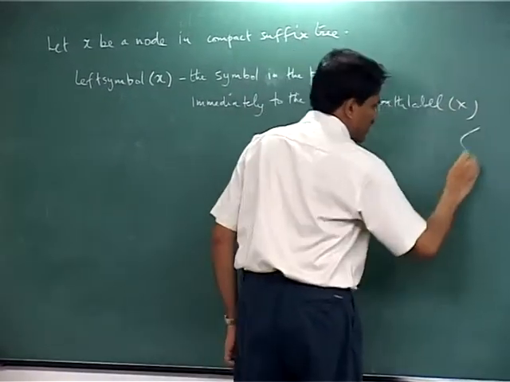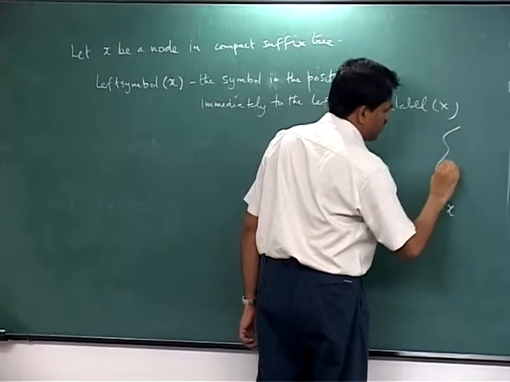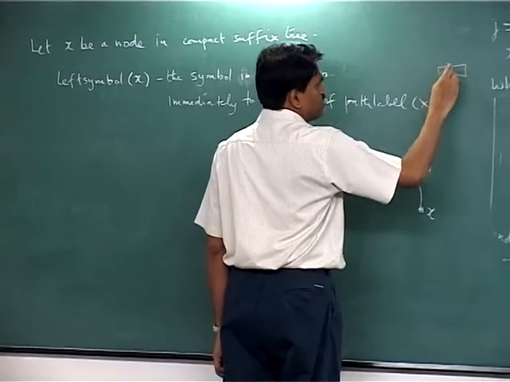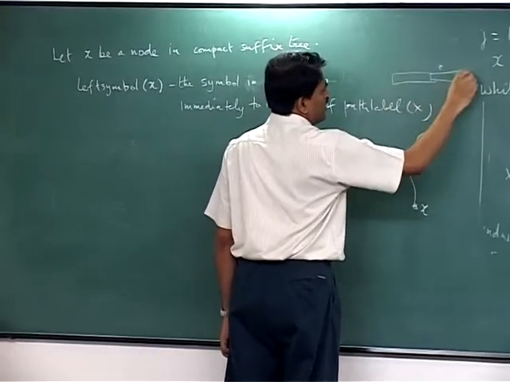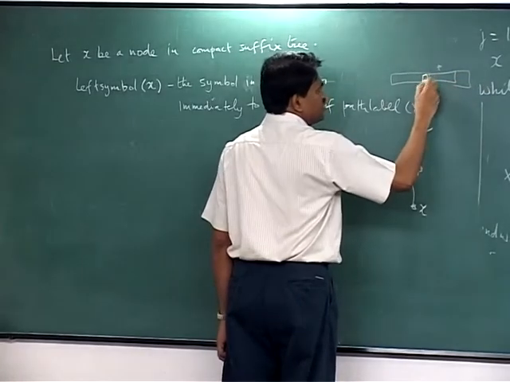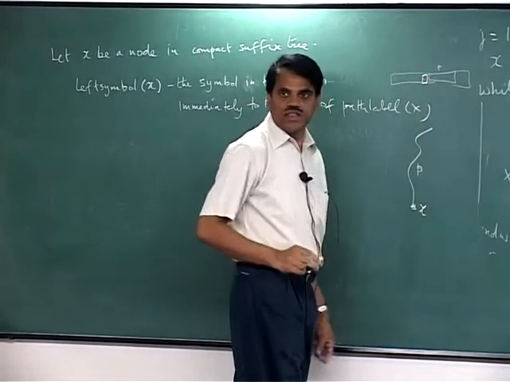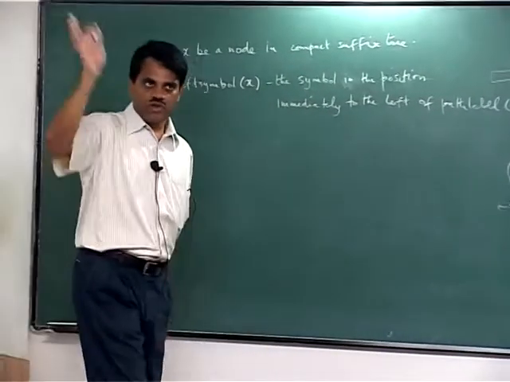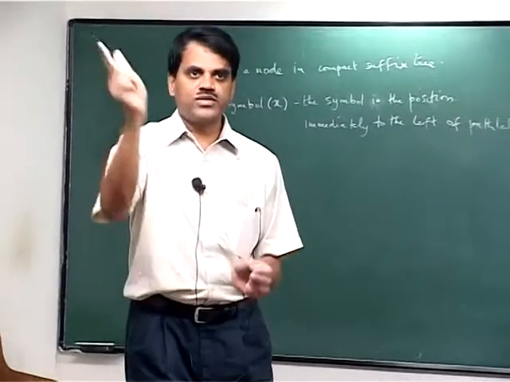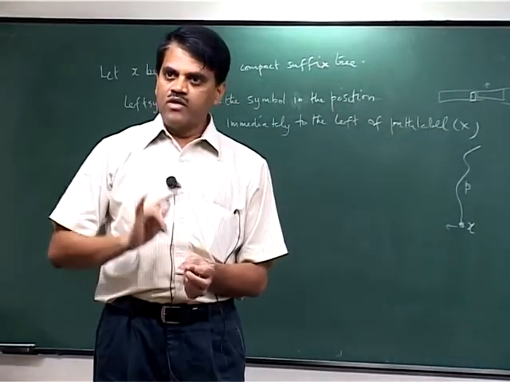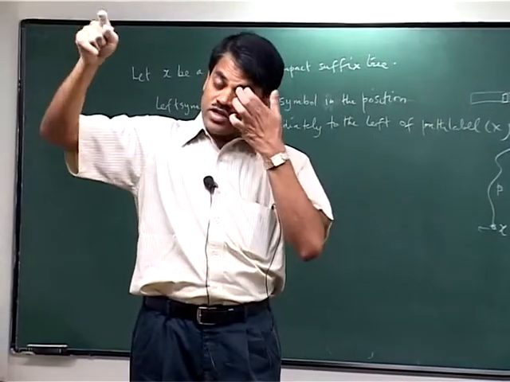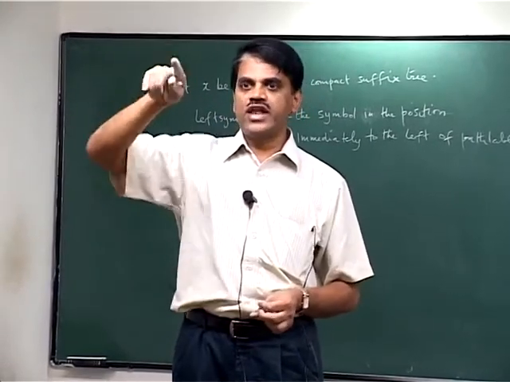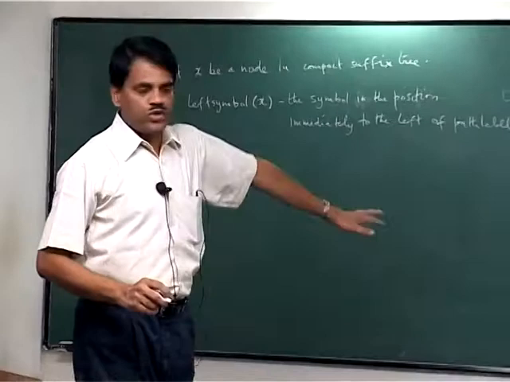Okay, so what am I saying? Here is my node X, and there is a string P that represents this. A string P is representing a certain thing in the text. Take the symbol immediately to the left of this, and I'm going to call that the left symbol of X. Okay, so when you think of a node in this suffix tree, it represents a string which occurs in the text. It actually refers to a particular appearance of this string in the text. Whatever symbol is appearing to the left is what I'm going to call the left symbol.